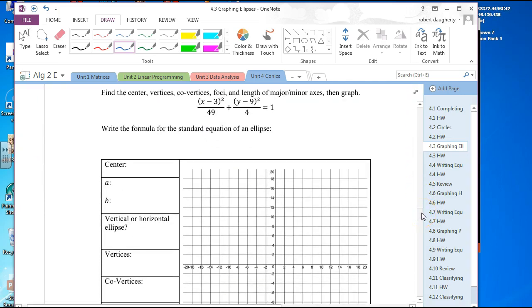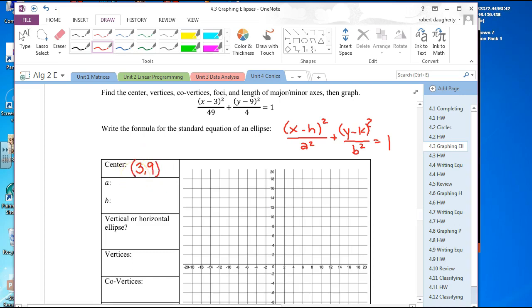Let's take a look at another one. As often as I can, what is the formula for an ellipse? It's X minus H squared over A squared plus Y minus K squared over B squared equals 1. So that's the equation of the ellipse centered at (H, K). Where's the center of this ellipse? Yeah, 3, 9 is the center of this ellipse.